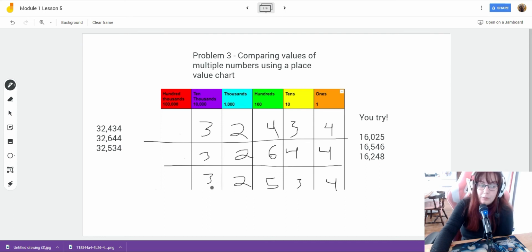like I've done previously. So we look in our largest place value, which is our 10,000s. I have 30 10,000s or 3 10,000s in each of these sections. So that tells me that these are all the same, and I need to move on to the next place value. In my thousands place, all of these numbers have 2,000s. So since they're all the same and equal, I'll move on to my next place value, which is my hundreds. In my hundreds place value, I now have different values. So we have 400, 600, and 500. What I'm going to start with is I need to find the largest place value.